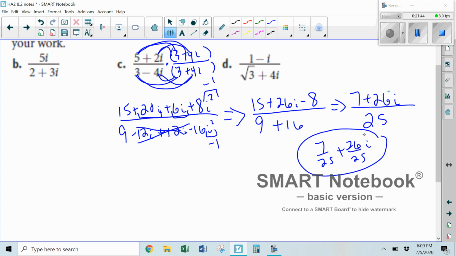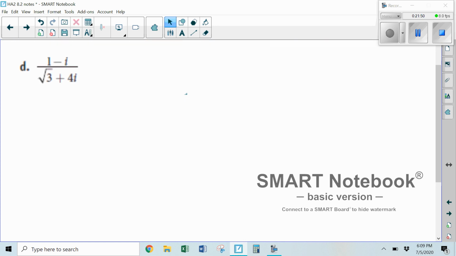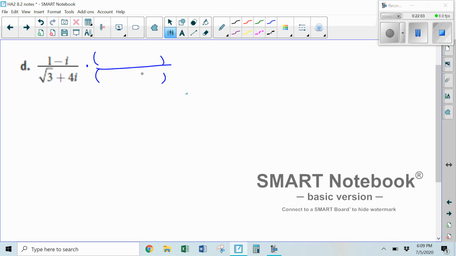All right, and the last one, part D. Let me slide all this over so we have a lot of room. Maybe it looks different because there's a root in the denominator. That's not a problem. We would still multiply by the complex conjugate. So the complex conjugate, the real part stays the same. The imaginary part changes sign. So that's root 3 minus 4i.